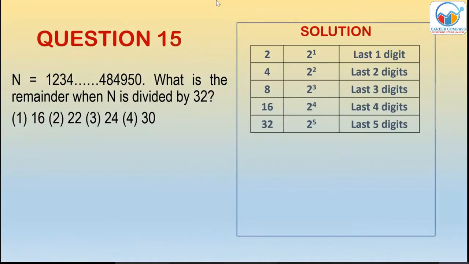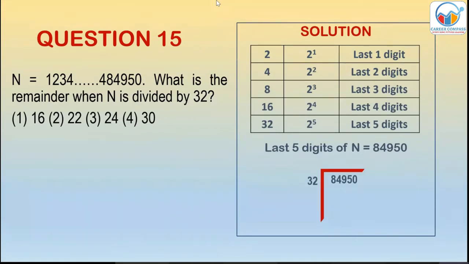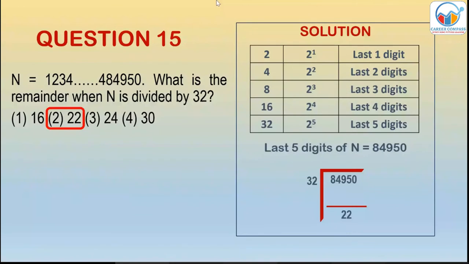So if that is the way it is, then the last 5 digits are 84950. If I divide 84950 manually by 32, I will get 22 as the remainder. So your answer to this question will be 22. I hope that was clear. So let us move on to the next sum.